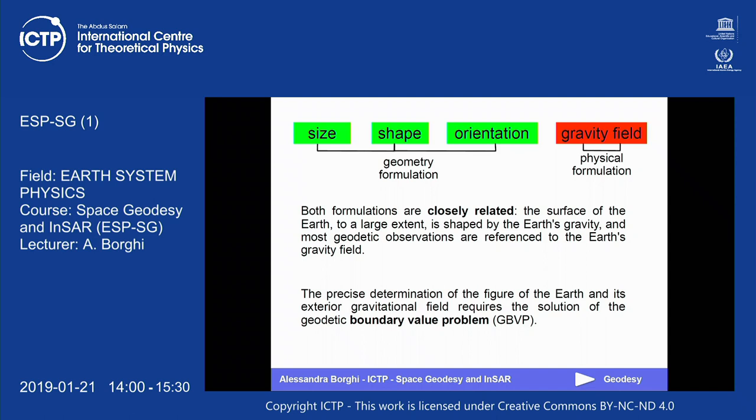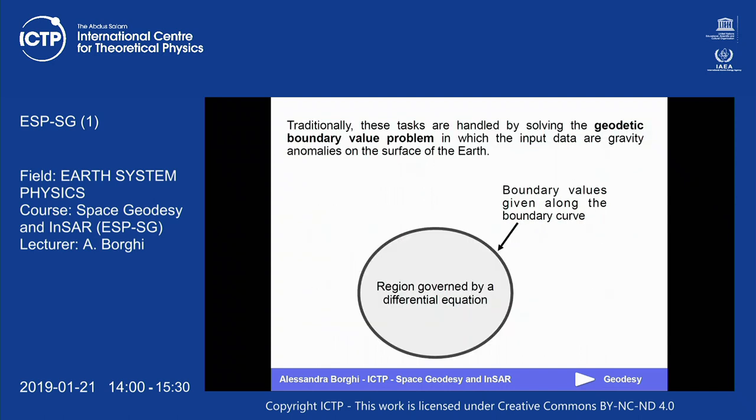The precise determination of the figure of the Earth and its external gravitational field requires the solution of the geodetic boundary value problem. This is to give you some information. We have information on the Earth's surface and from the exterior of the Earth. Knowing these quantities, we want to have information on the geometry of the figure of the Earth and the gravity field of the Earth, having measurements along the boundary of the Earth. Boundary, okay. The gravity measurements are on the surface of the Earth or in space.